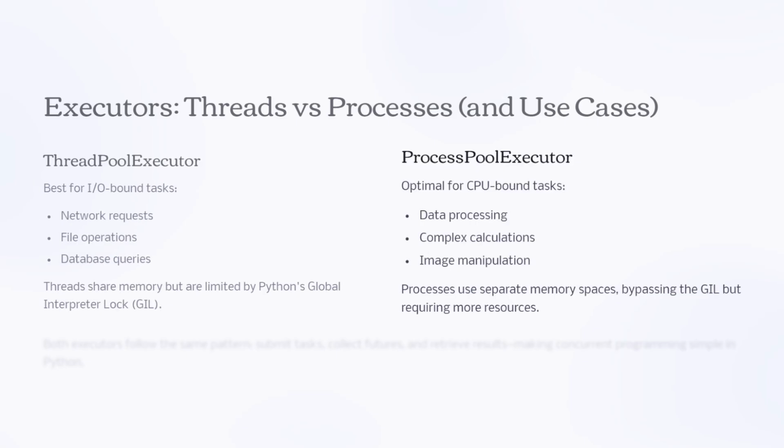What is the ProcessPoolExecutor good for? It's good for CPU-bound tasks such as data processing, complex calculations, and image manipulation. The processes use separate memory spaces, bypassing the GIL but requiring more resources. So that's it for this one, and that's the difference between the ThreadPoolExecutor and ProcessPoolExecutor.